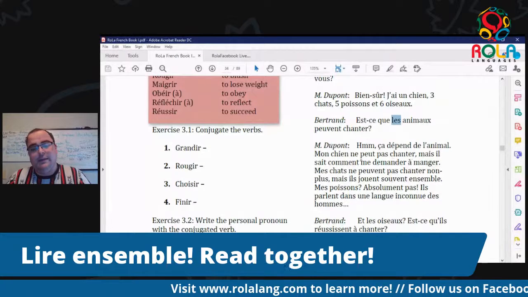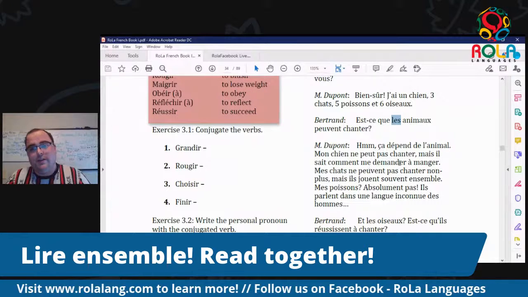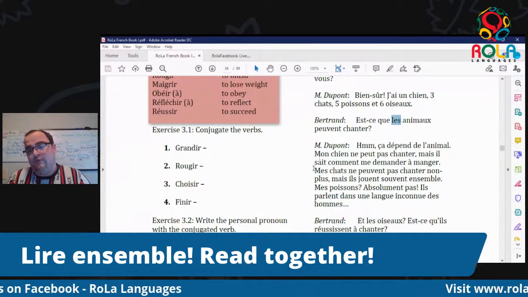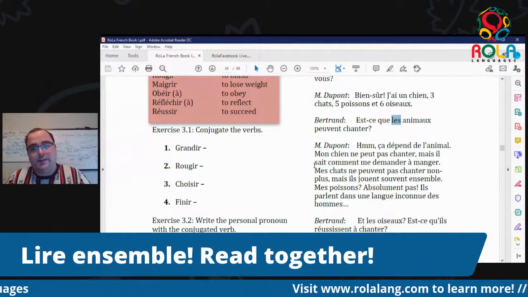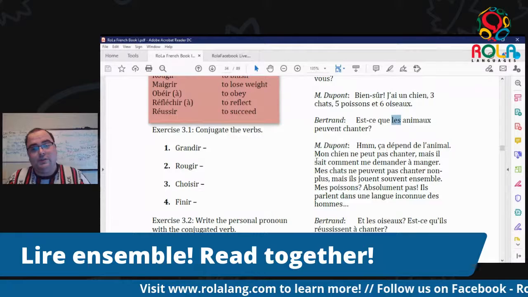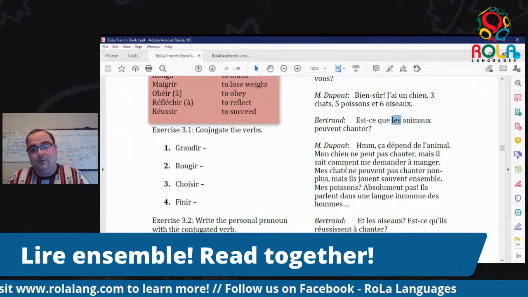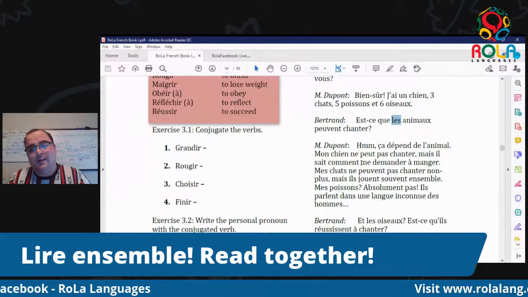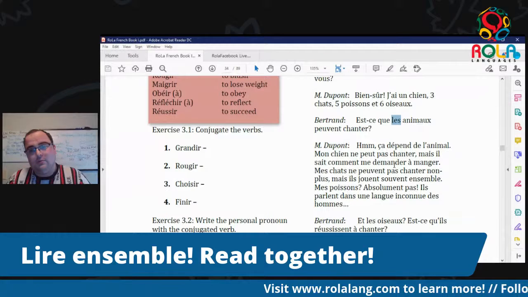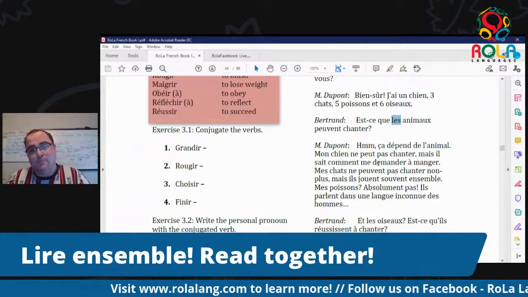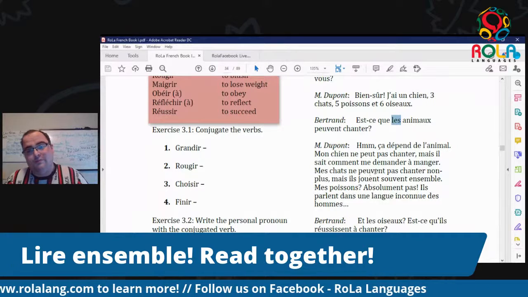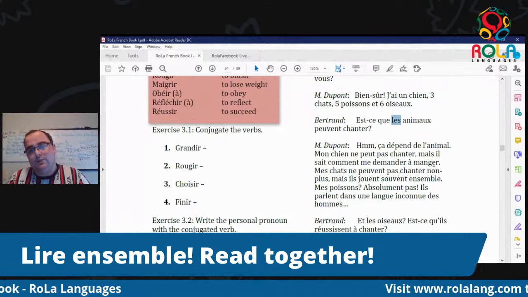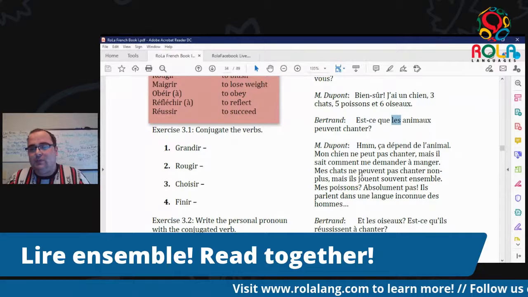My dog cannot sing. Mais il sait comment me demander à manger. But he knows. Sait is conjugated in the he, she, or it form of savoir, and it means to know. The infinitive of this verb is savoir, which means to know something. So basically, this sentence means, but he knows how to ask me to eat. Demander means to ask. Me means me. When you put it before the verb, it's reflexive, showing that there's an action being done to oneself. À manger, to eat.